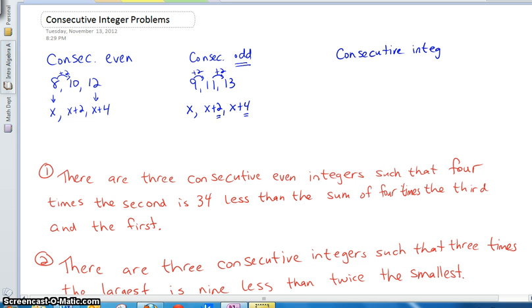If I have consecutive integers, now I'm just talking about like 10, 11, 12. I'm not skipping a number in between. So in this case, I have x, x plus 1, x plus 2.